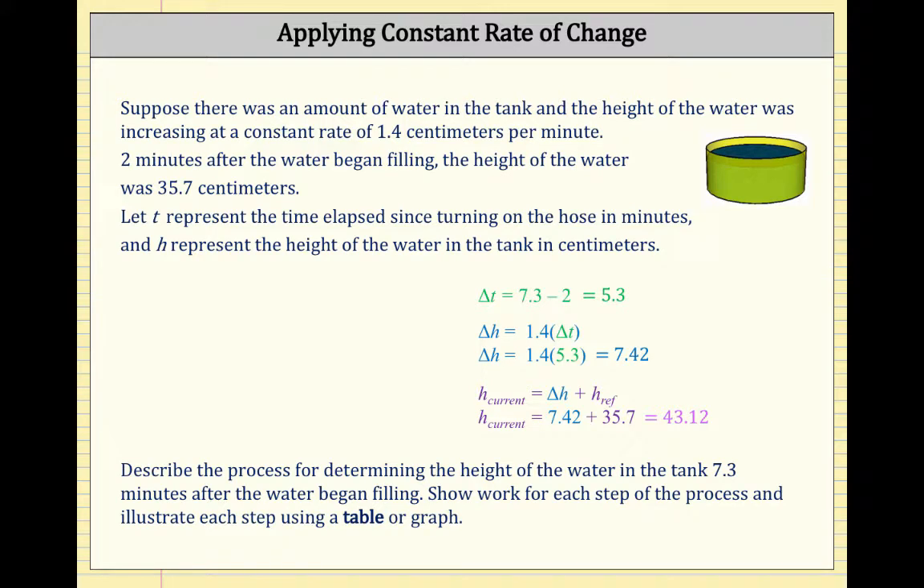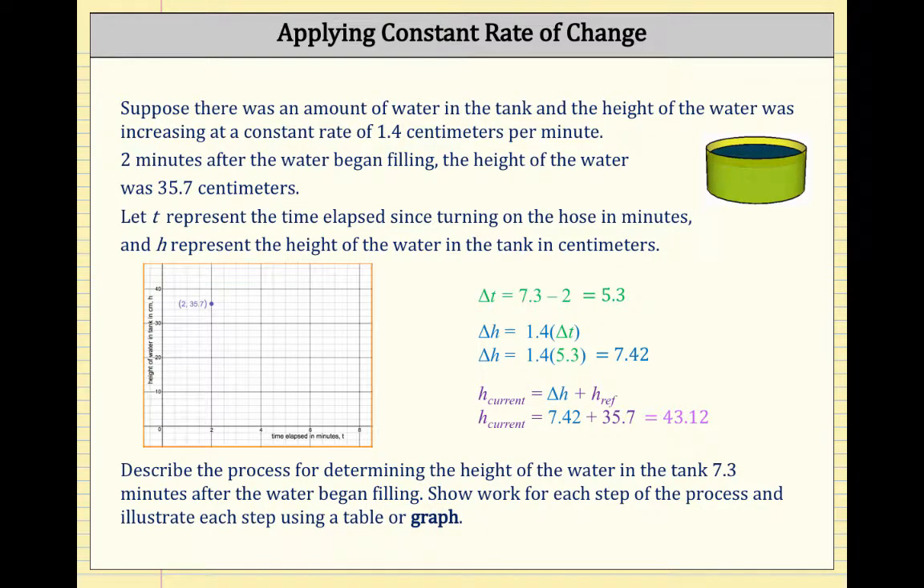So now let's also look at what this would mean if we're looking at it from a graphical perspective. So what we're going to do is look at the graph. Again, we're starting with that reference point of (2, 35.7). Let's see how the individual steps correspond to what happens in the graph. The first thing we know is that we change in time by 5.3 minutes, and that's as a result of subtracting 7.3 minus 2.